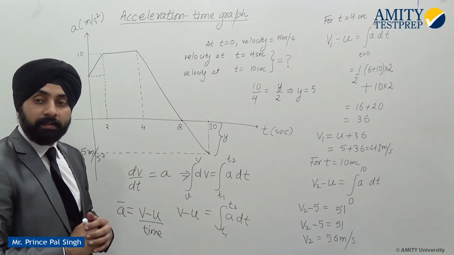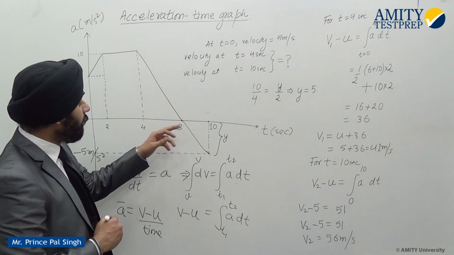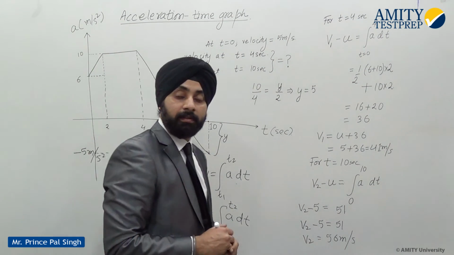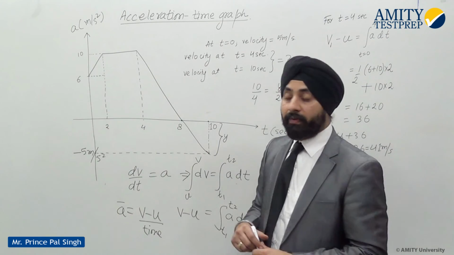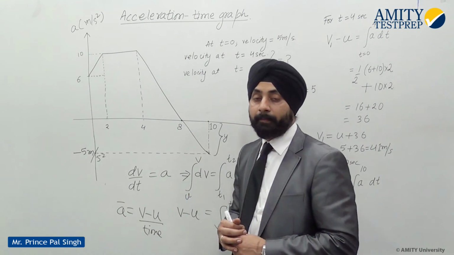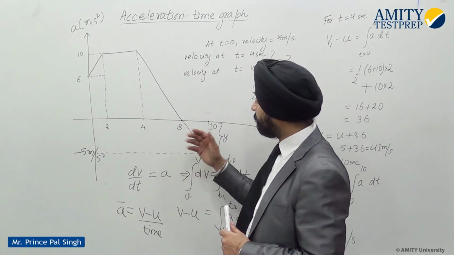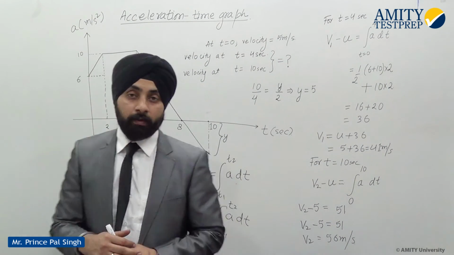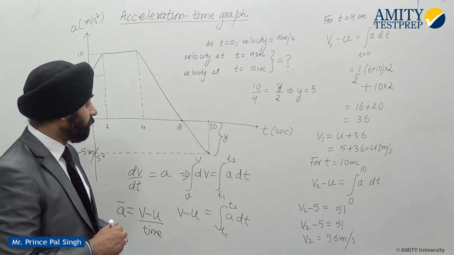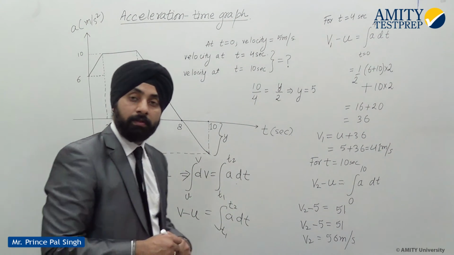one thing is very important. At t equal to 8, the acceleration is 0. When the acceleration is 0, the velocity is either maximum or minimum. At this moment, at t equal to 8, if we calculate, the velocity will come out to be maximum.